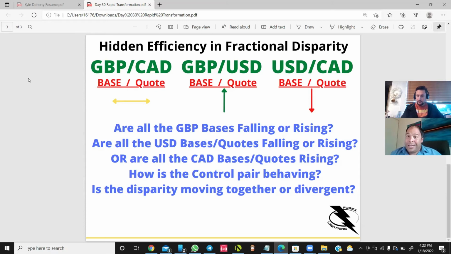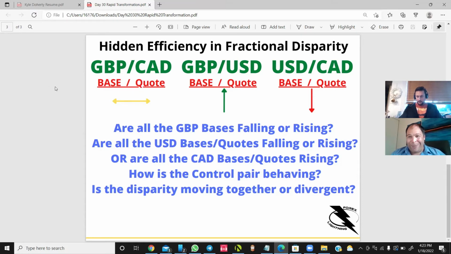So now I know. And then I can go in and look and see, okay, all the yen quotes are falling and all the majors, the bases, are rising. So here's what we've got to do, and that's how you catch the back of these. Now, the other part is, how is the control pair behaving, and is the disparity moving together? In this case, it's moving divergent. You have a pound dollar long and a US CAD short, which means you have a weak dollar and a strong pound.